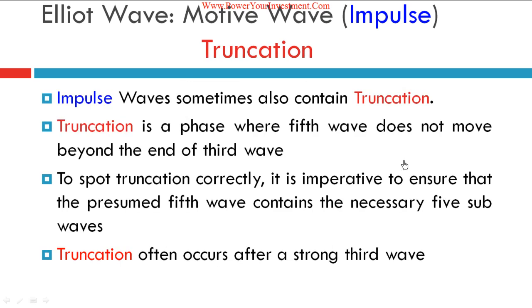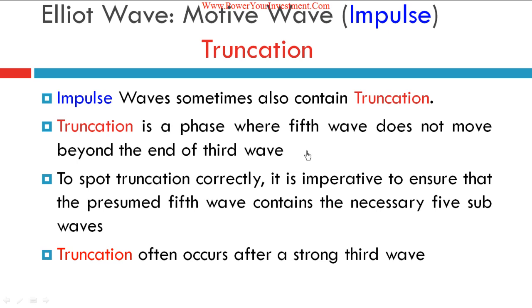Now since we have completed the basic introduction of an impulse wave and an extension, there's one more aspect to impulse wave, and that is truncation. Now sometimes what happens is that impulse waves do not develop entirely and they get interrupted in between. That phase is termed as a truncation. So if you go by definition, truncation is a phase where the fifth wave does not move beyond the end of third wave. It'll get clearer in the next slide when we refer to the image.